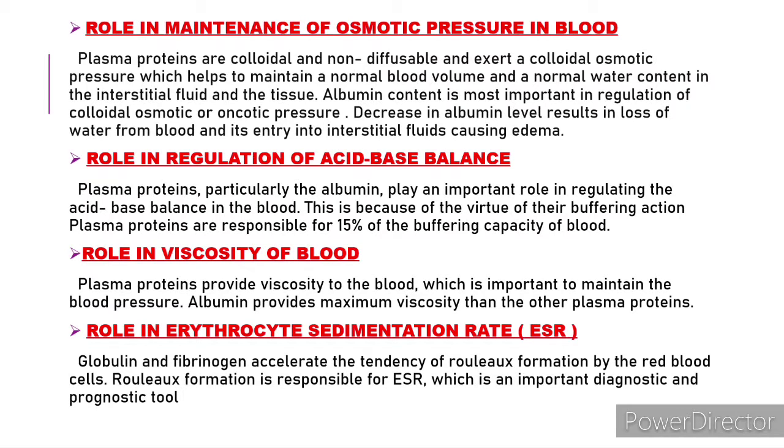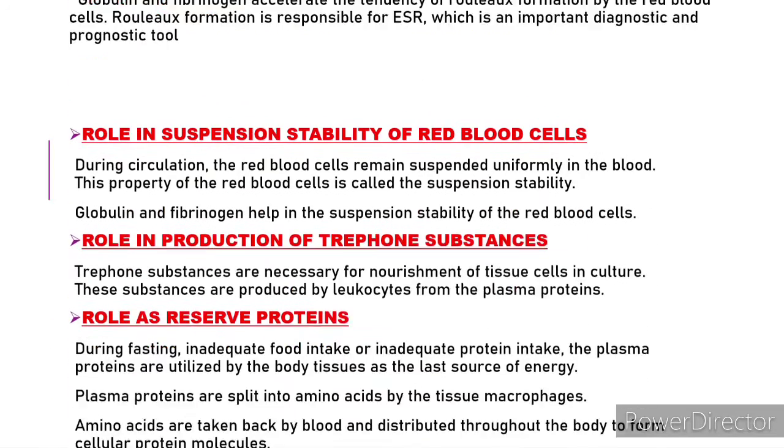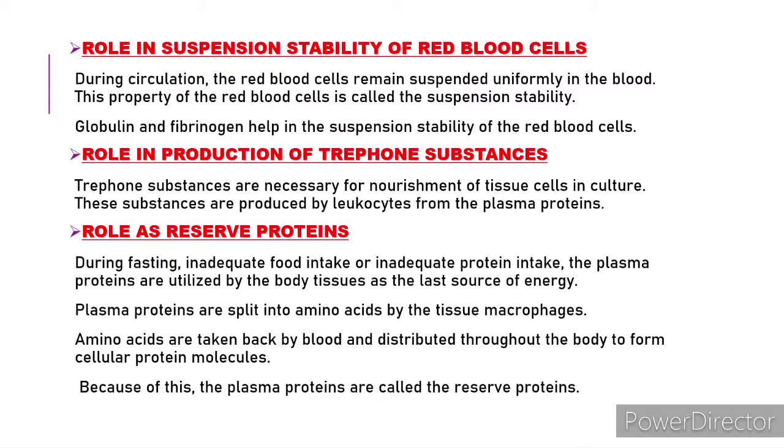Next point is role in ESR, that is erythrocyte sedimentation rate. Globulin and fibrinogen accelerate the tendency of rouleaux formation by RBCs. This rouleaux formation is responsible for ESR, which is an important diagnostic and prognostic tool. Next, it has a role in suspension stability of RBC. During circulation, the RBCs remain suspended uniformly in the blood. This property of RBC is called suspension stability. Globulin and fibrinogen help in the suspension stability of RBC.